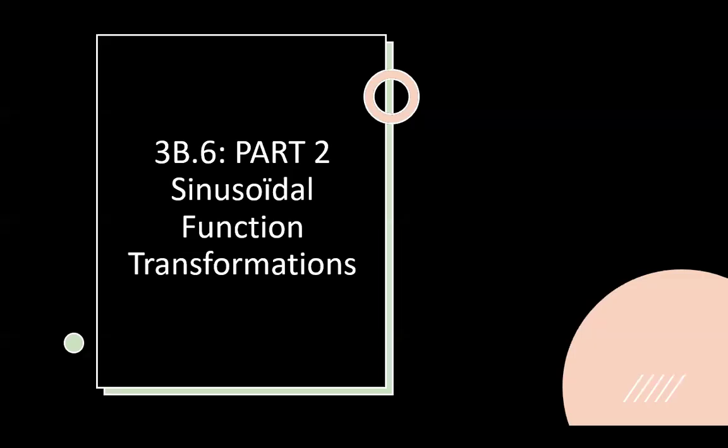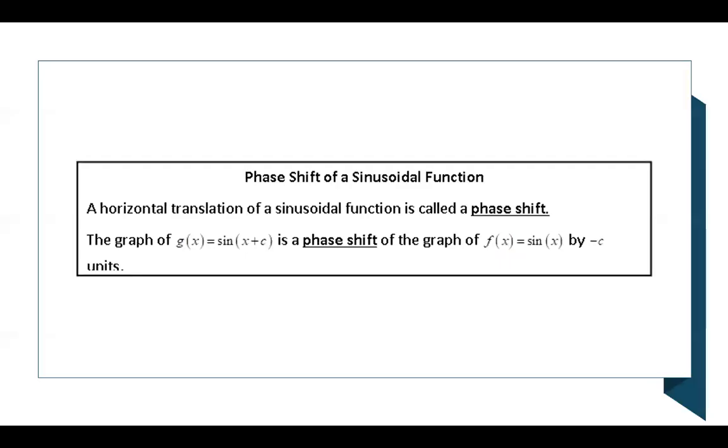On part two, we are now talking about our phase shift, our C. Okay, your phase shift is your horizontal translation. It's what's causing your function to go left and then go right. When you are doing your phase shift, it's going to be something on the inside that says plus or minus a C value. Does that make sense?